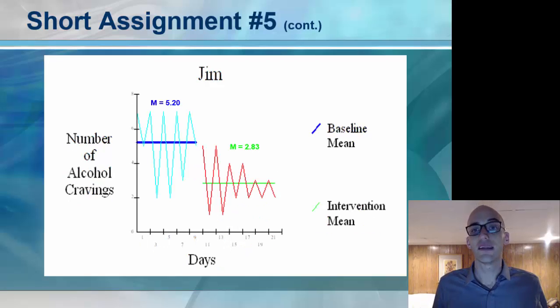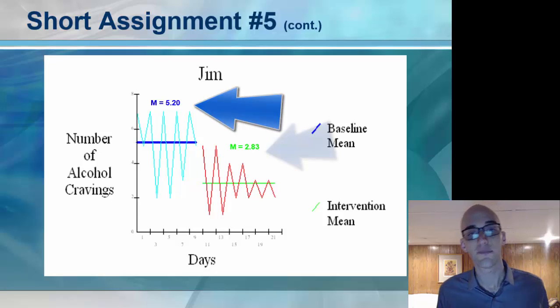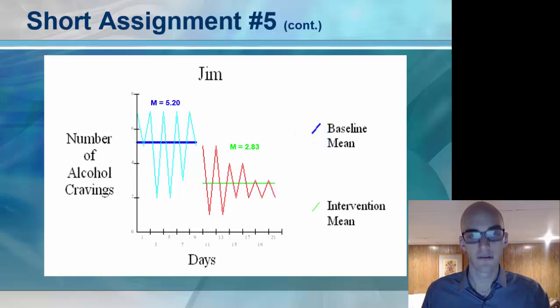What probably would be a little bit more accurate would be to show the mean lines, because there wasn't really a trend in the baseline or the intervention period. We could see that there was this significant decrease from a 5.20 mean during the baseline to a 2.83 mean during the intervention phase, which is a 46% reduction in number of alcoholic cravings during the intervention phase.